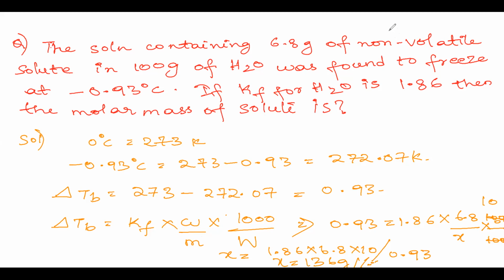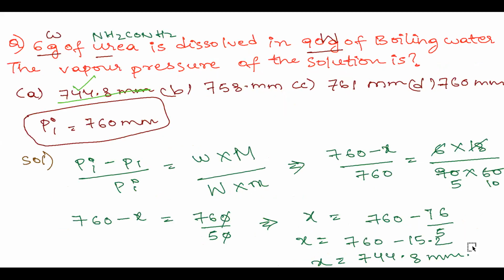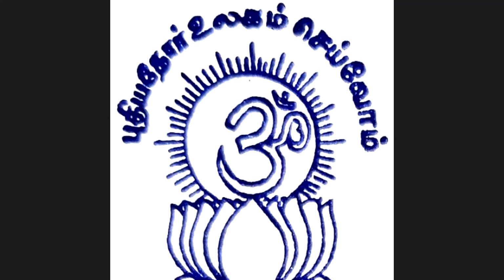Next we'll discuss the other colligative property, that is osmotic pressure, in the next class. In this class we have successfully discussed 3 colligative properties and sums related to them. I'm ending this session. Next class we'll continue. Thank you.